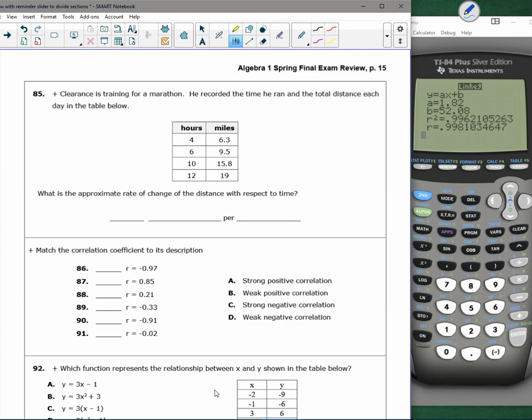85. Clarence is training for a marathon. He recorded the time he ran and the total distance each day in the table below. What is the approximate rate of change of the distance with respect to time? Okay, so keyword in here: rate of change, which means slope. So we're trying to find the slope for this table. That means, once again, I'm headed back to Stat. So I'm going to go put this in.